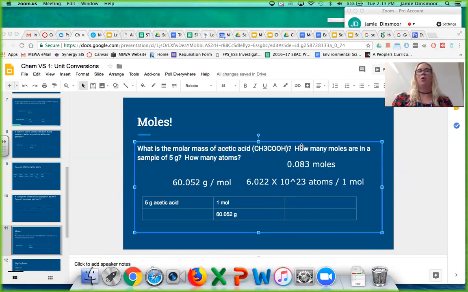So knowing how many moles we have, see if you can figure out how many atoms. And actually, you know what? I'm almost done, so I'm just going to wait. So I'm going to give you a minute right now to try to see if you can figure out how many atoms are in this sample.